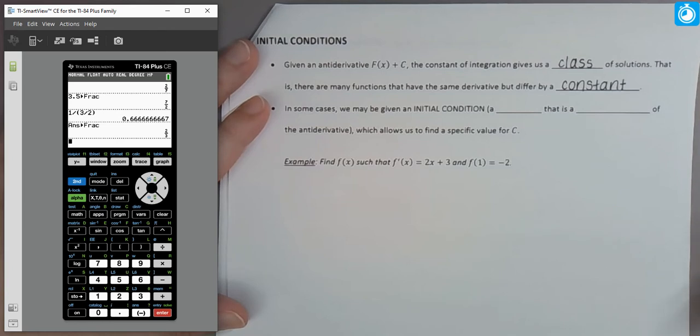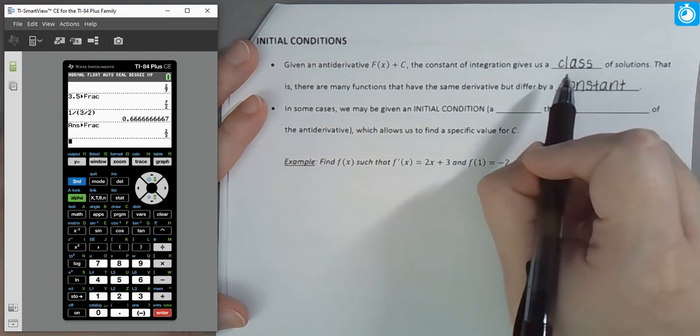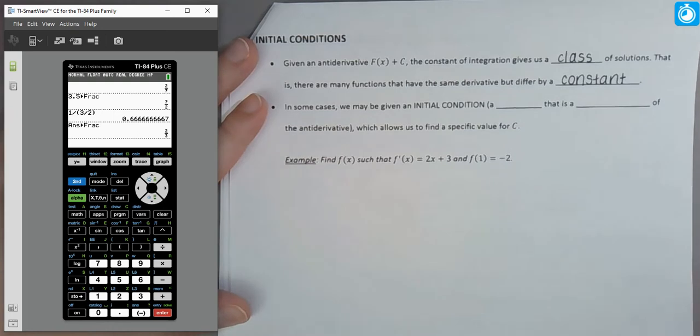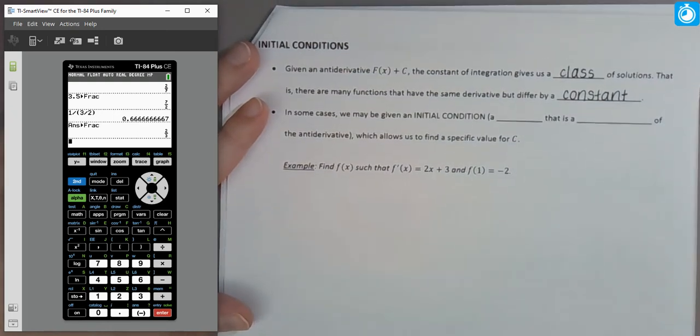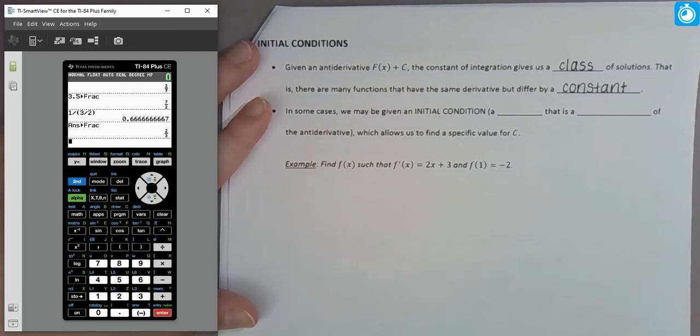So there's a whole variety of different functions that actually represent an antiderivative to a particular function we're looking at. It's a class of solutions defined by all the different possible values for C. C can take on the value of any constant, and it represents a possible antiderivative for whatever function we're looking at. Well, there's a little bit more we can do with that. So in some cases, in addition to being given the information about how we antidifferentiate, we may also be given an initial condition.